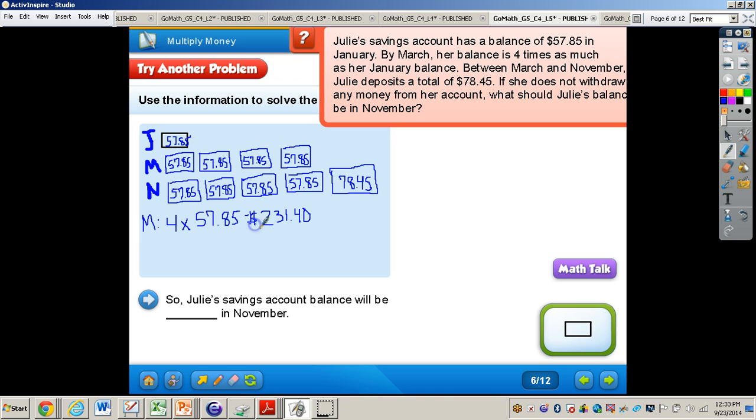Now we take that 231, and for November, we need to add that $78.45. Why that $78.45? Because that's what was deposited in the month of November. So $231.40 plus $78.45 is going to give us a grand total of $309.85. So that answers our question. Julie's savings account balance will be $309.85 in November.